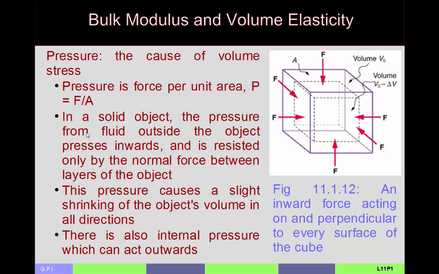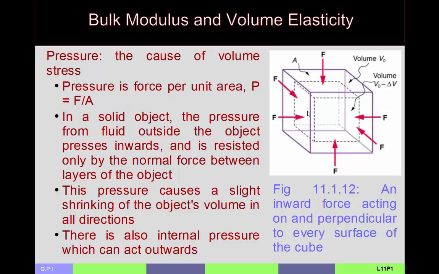And the type of stress that we deal with in bulk modulus is what's called pressure. And pressure is force per unit area. So if it is a solid object, the pressure typically is because the object is surrounded by a fluid outside of the object, although you could in principle place this object in a sort of vise, which tries to compress multiple faces together simultaneously.